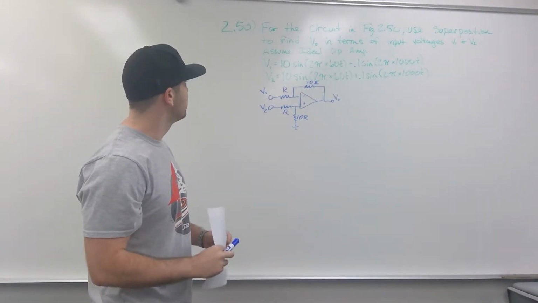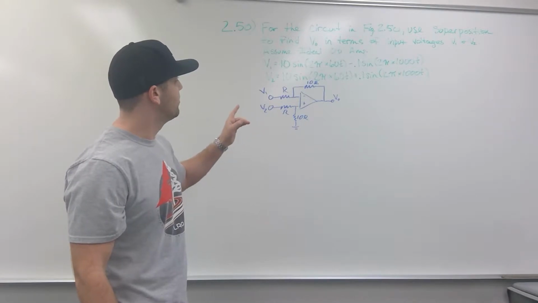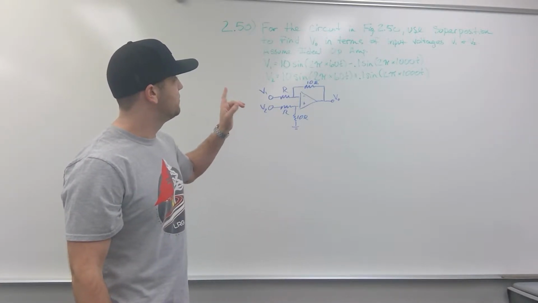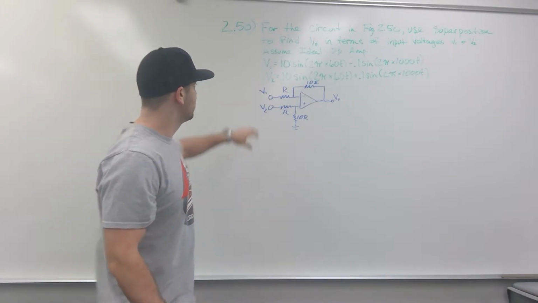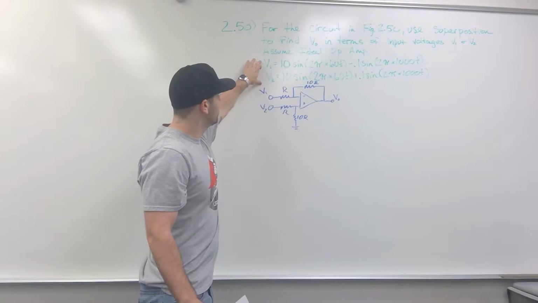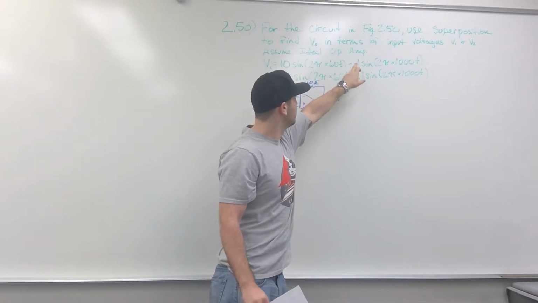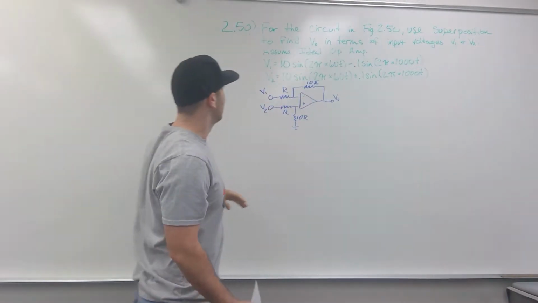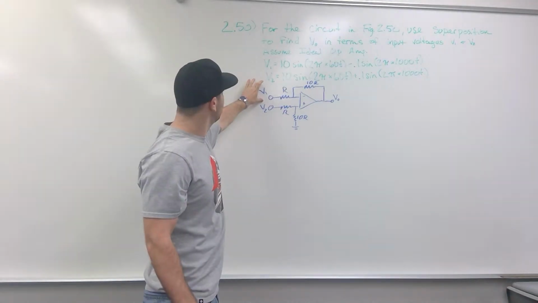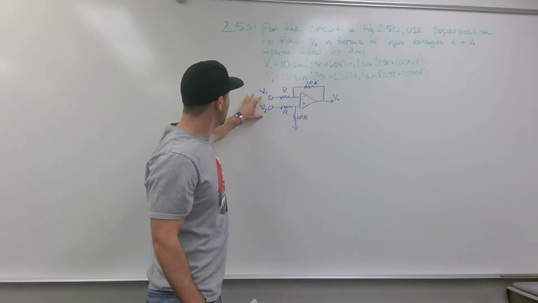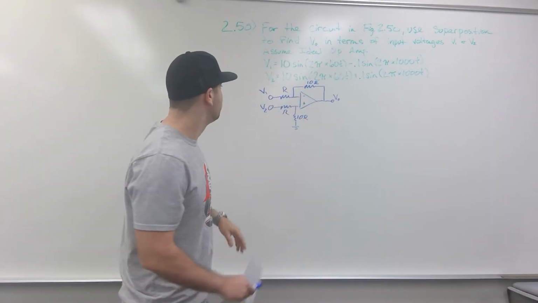It says, for the circuit in figure 2.50, use superposition to find V out in terms of input voltages V1 and V2. Assume it's an ideal op amp. So V1 and V2, you can see that the only difference is the sign on the second sine wave, and one's at the inverting input of the op amp, and one's at the non-inverting. Obviously, the inverting input of the op amp is the one with the minus sign.